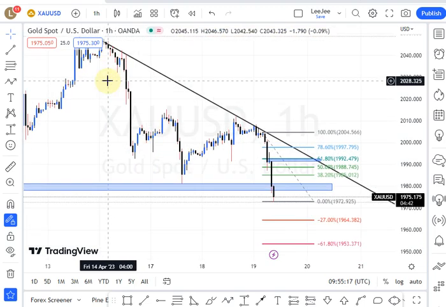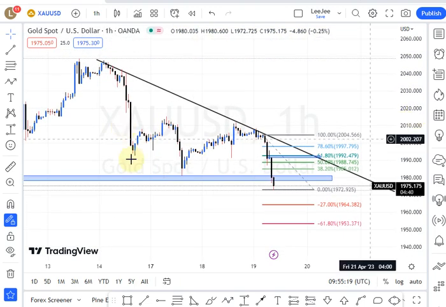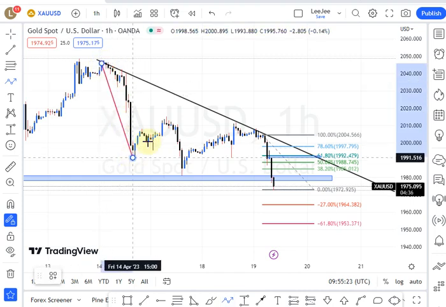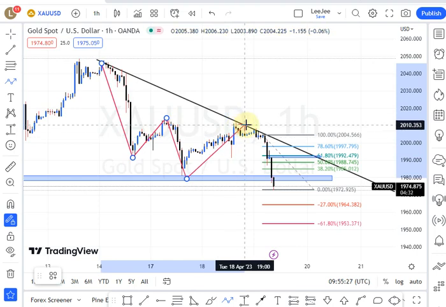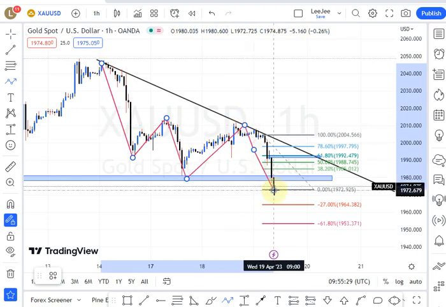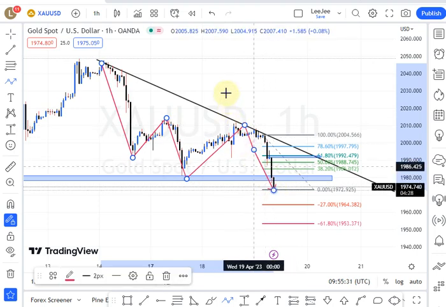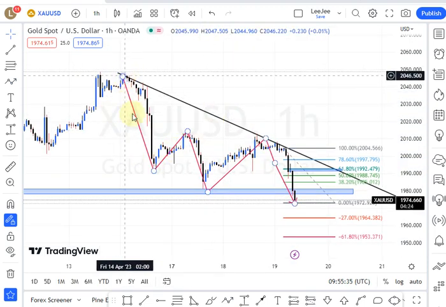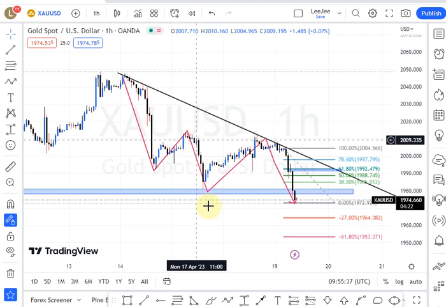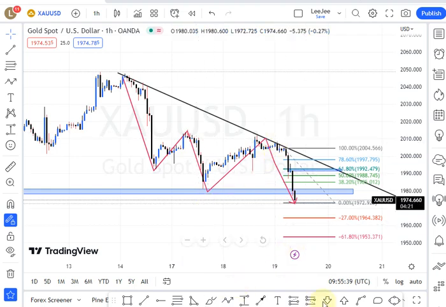You can see clearly, guys, the hourly, this is what I'm talking about. Look at this. Boom. Boom. Boom. Okay, let's just stop there. So this is a lower high, lower low. Lower high, lower low. Lower high, lower low. So this is what I was talking about.